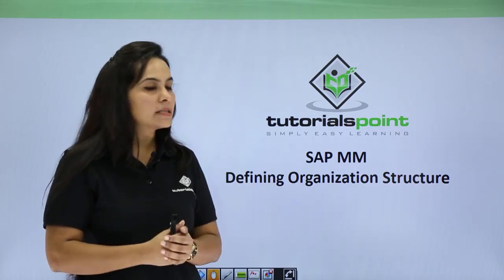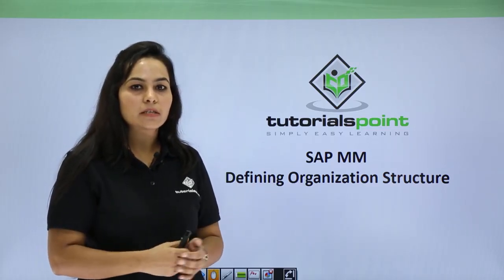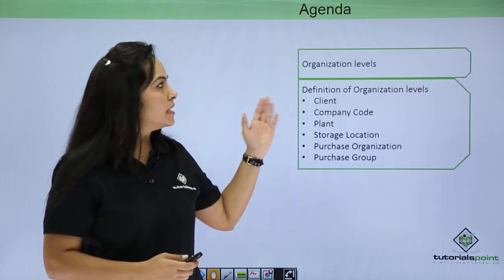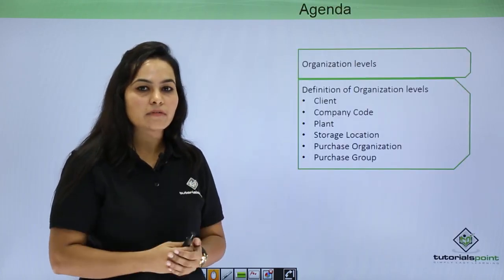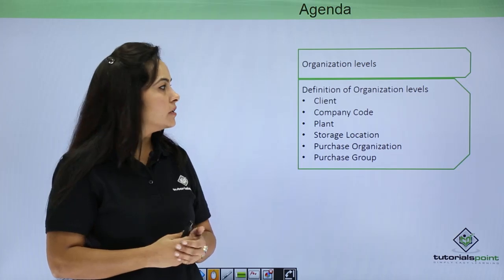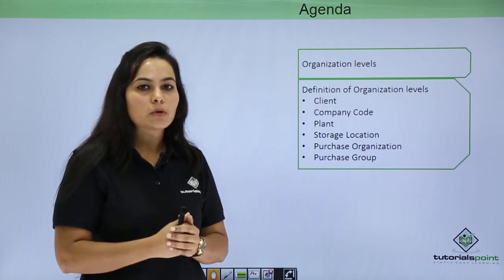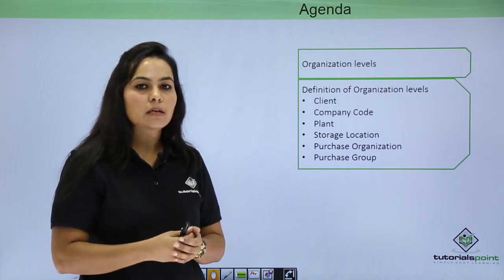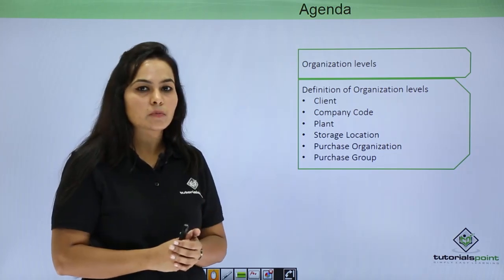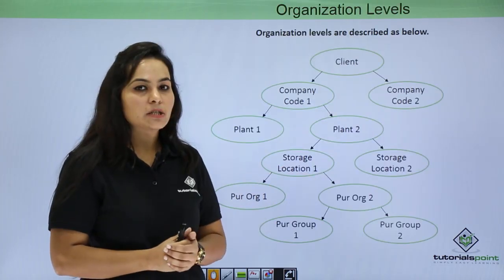In this session we will see how to define organization structure in SAP MM. So the agenda for this session is organization levels, definition of organization levels, followed by client, company code, plant, storage location, purchase organization and purchase group. So let's start with organization levels.